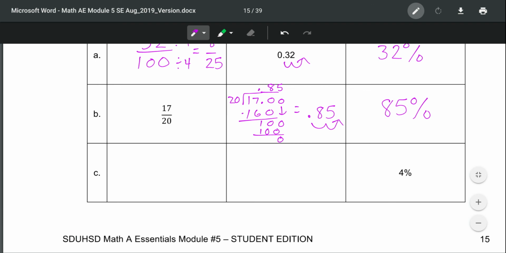And then for 4%, you want to convert 4% into a fraction. So 4% means, remember, it means out of 100. So you take 4 out of 100. And if you divide by 4 to reduce the numerator and denominator, you get 1/25. And then to convert the percent into a decimal, you want to move the decimal 2 places to the left. So that would be 0.04.